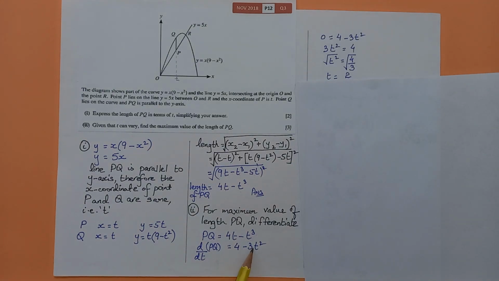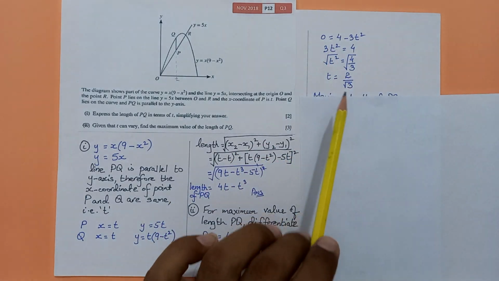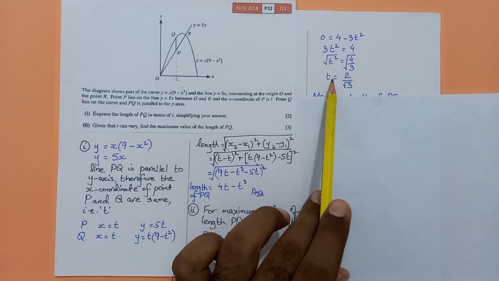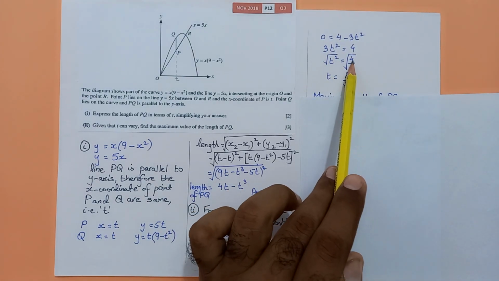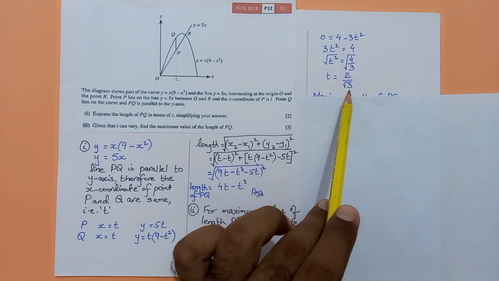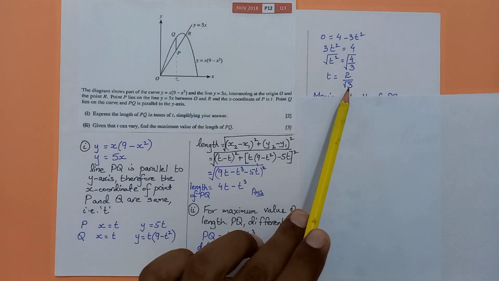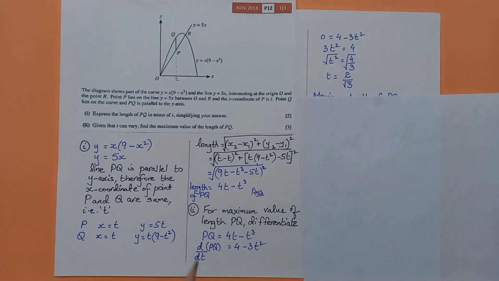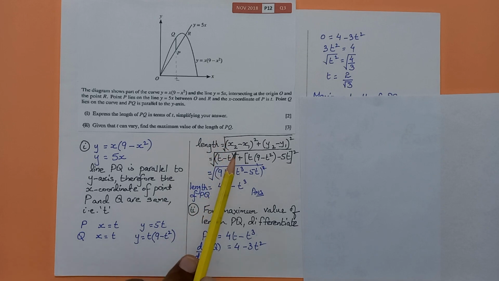How? 4 minus 3t square equals 0, and after rearranging we get the value of t as 2 upon root 3, because 4 upon 3 is there, taking the square root of 4 as 2 and the square root of 3 as root 3. So finally t is equal to 2 upon root 3. If we place this value of t again in the length, whatever answer we get would be the maximum length as per the question: given that t can vary, find the maximum value of the length of PQ.